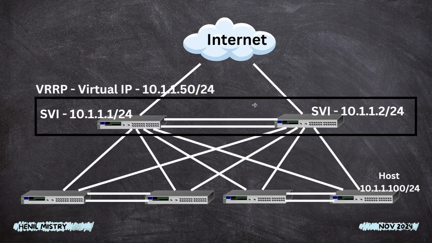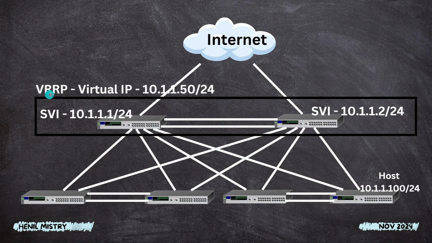Now let's say there is this topology. Just to get familiar with the IP addresses, let's say there is one host and the network is 10.1.1.0/24. For the host, the IP is 10.1.1.100, and there are two gateway IPs, 10.1.1.1 and 10.1.1.2, that we have configured on these separate devices on this topology.